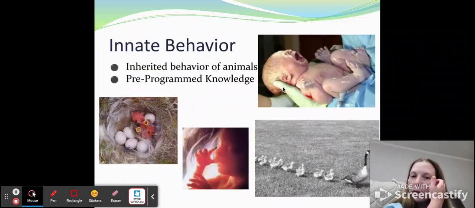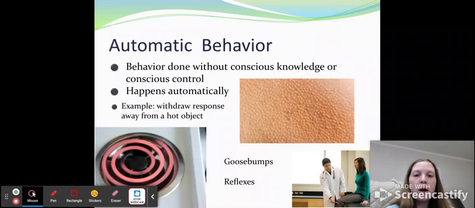So, innate behavior is inherited behavior of animals. It's like pre-programmed into their brain. It's just stuff you do naturally that you don't even think about. Some automatic behaviors here are done without conscious knowledge or conscious control. So, it happens without us even being able to understand why it's happening.